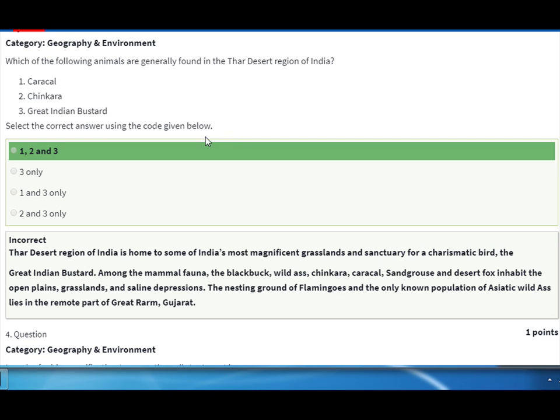So it's caracal, chinkara and great Indian bustard, found in the desert region.